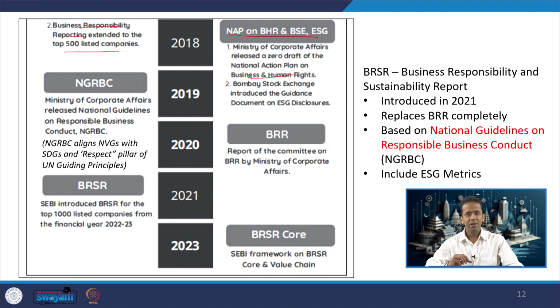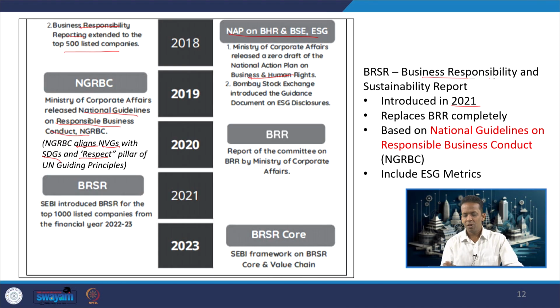and in 2019, combining this business responsibility report, the NVGs' 9 principles, this national action plan and ESG principles coming into the picture, the Ministry of Corporate Affairs released new guidelines called National Guidelines on Responsible Business Conduct, that is NGRBC, and these guidelines align with NVGs, with SDGs, and the respect pillar of the United Nations Guiding Principles, and this was introduced in 2021.